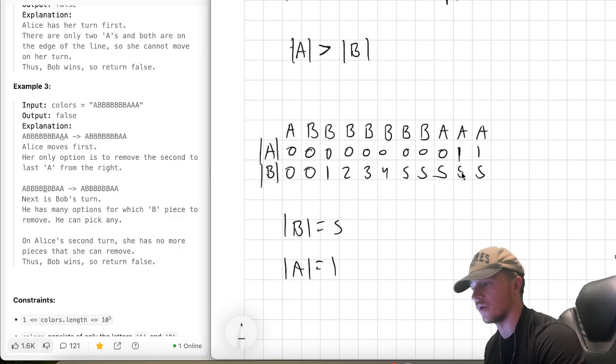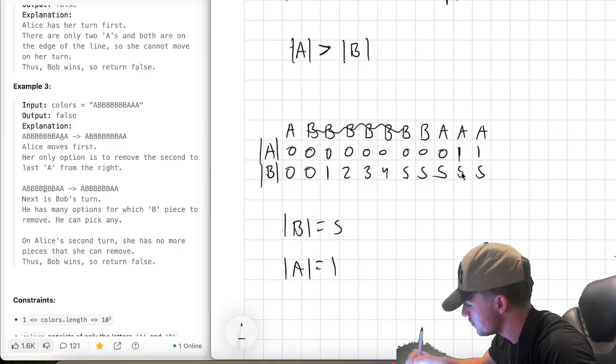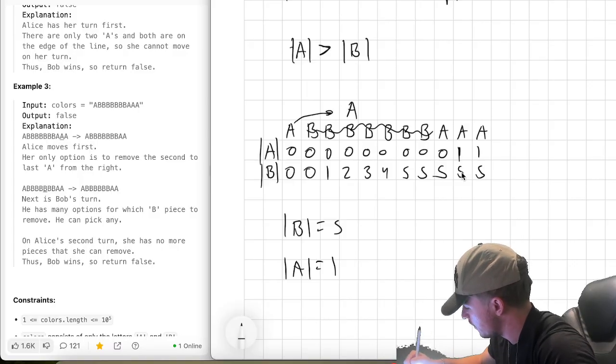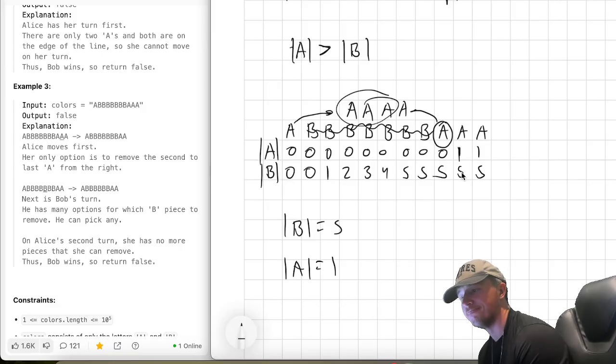But just to prove a point here, what I'm trying to say is, what happens when Bob removes all of these? What if Bob removes all of these? Now, isn't there going to be an Alice here, right? And then this Alice moves over? So would that create another A? Like, could I eventually remove this A?